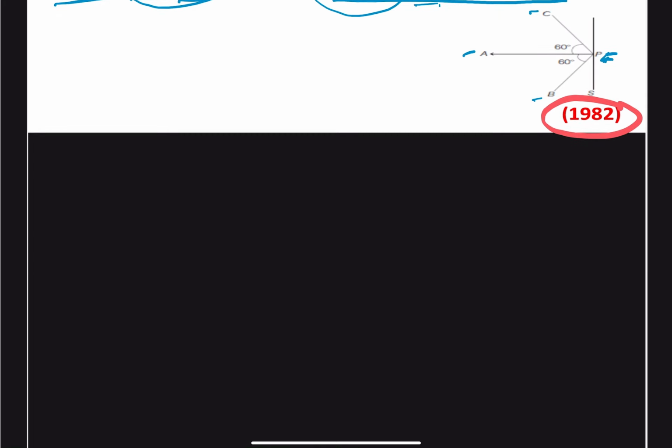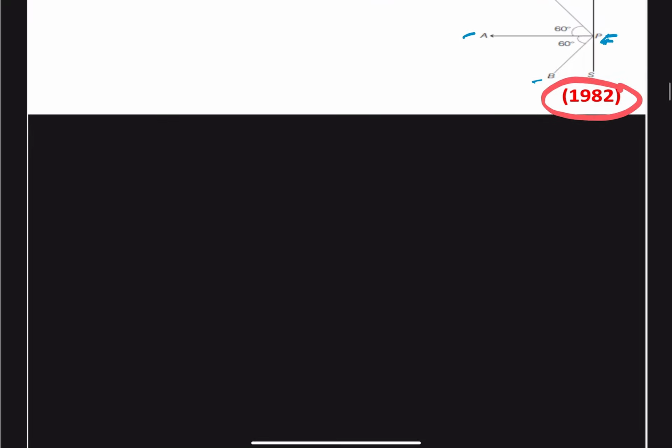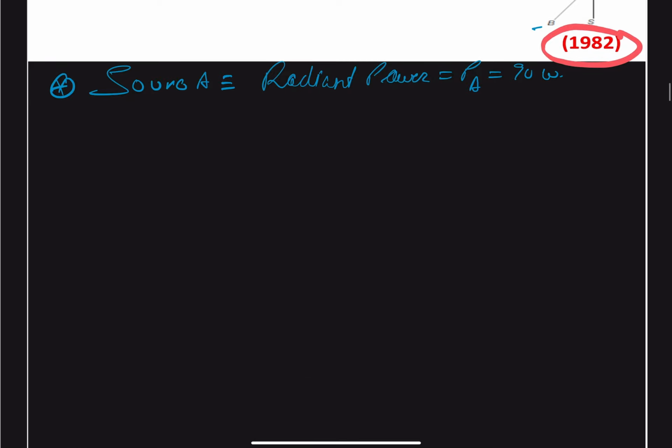So let us start with the given information. We are given that we have source A, and source A, its radiant power, that is our PA, is given as 90 watt, and distance from point P, that is of AP, is given as 3 meters.